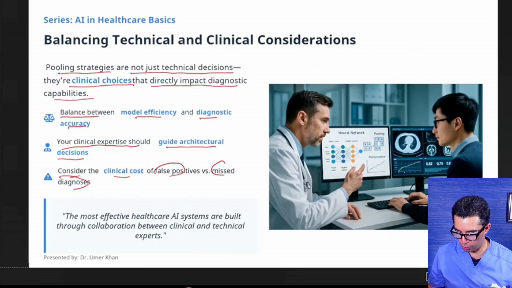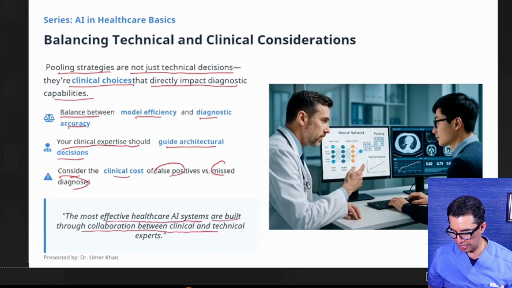This is always important. So, as we say, the most effective healthcare AI systems are built through collaboration between clinical and technical experts. This was about pooling. Now, in the next video, we will talk about dropout layers.